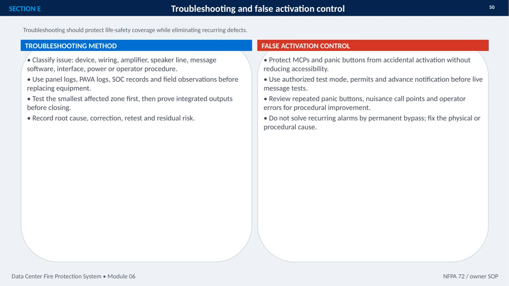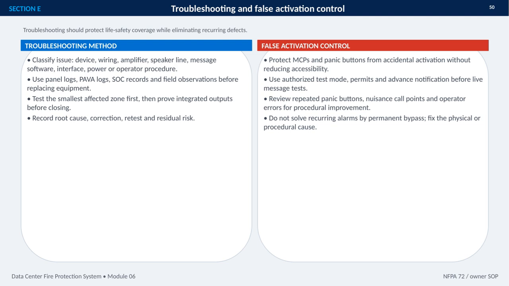First, I classify the issue, whether it involves a device, wiring, amplifier, speaker line, message software, an interface, power, or an operator procedure. Before replacing equipment, I review panel and PAVA logs, SOC records, and field observations. I test the smallest affected zone first, then verify the integrated outputs before closing the issue. Every event should document the root cause, the correction, the retest, and any residual risk.